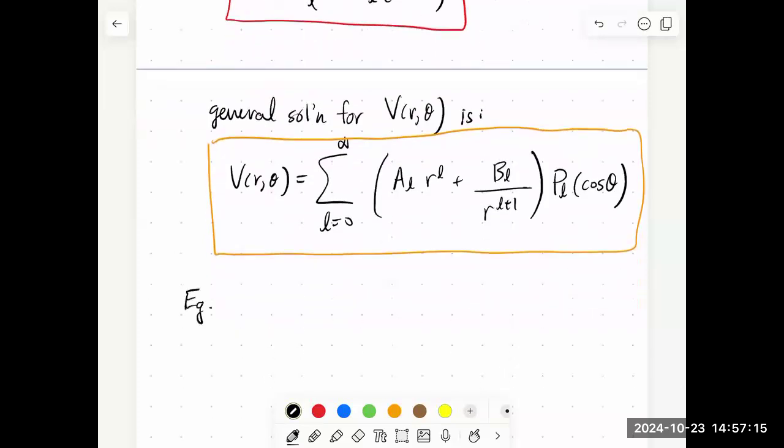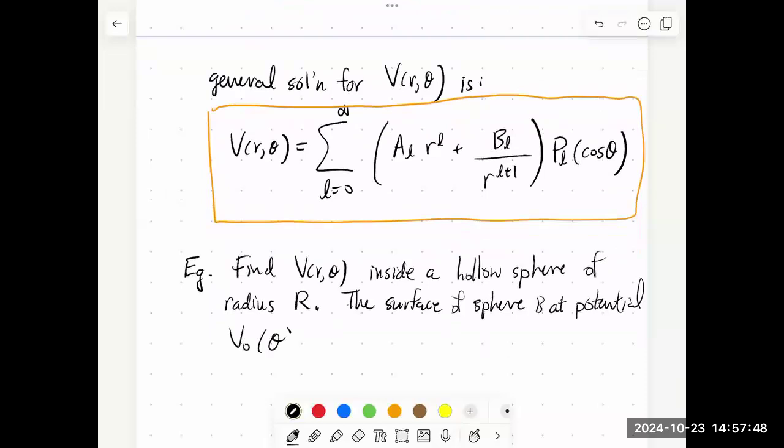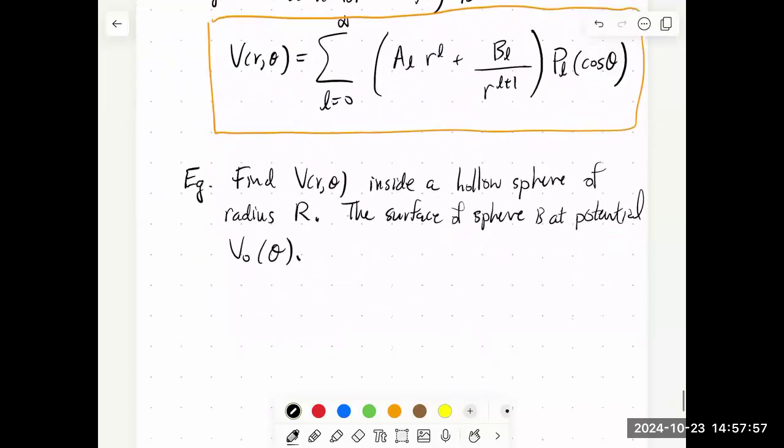So, example. Let's find the potential inside a hollow sphere of radius capital R when the surface of the sphere is at potential. So we'll just say V naught, and it has some theta dependence. We'll ultimately have to specify that theta dependence, but for now, let's just try to see what we can do.